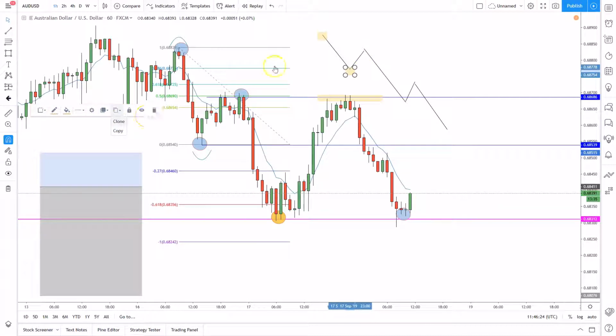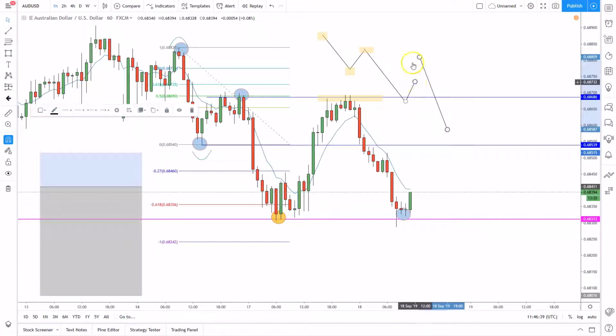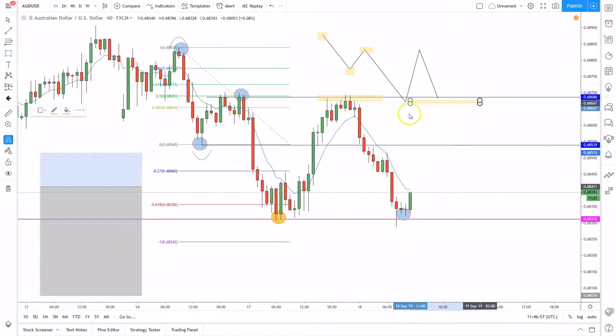So our entry was here. Our entry was here. Then our target was here, and then we saw price come back up. So price came back up to here. So now we have equal highs, and then price dropped again on our lows, and then now we have equal lows. So for us to continue on a downward trend, we need to see price breaking this area of support here.